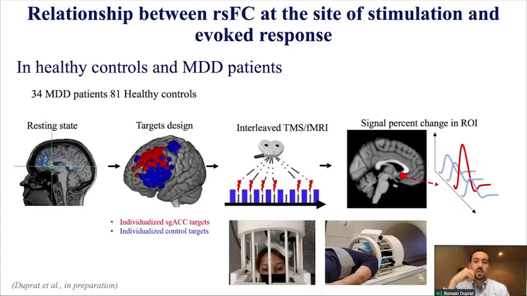And then we put our participants into the MRI, stimulated them with single pulses, and extracted the signal percent change in the region of interest, the subgenual anterior cingulate cortex. And here what we were interested in was the relationship between the functional connectivity at the site of stimulation and the evoked response in the subgenual anterior cingulate cortex, to see if we were able to modulate that region, and if yes, how the functional connectivity at the site of stimulation relates to that evoked response.